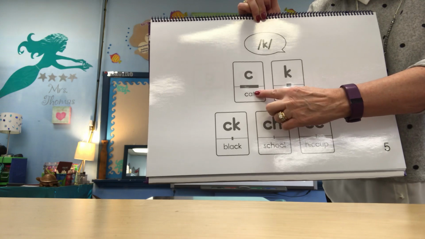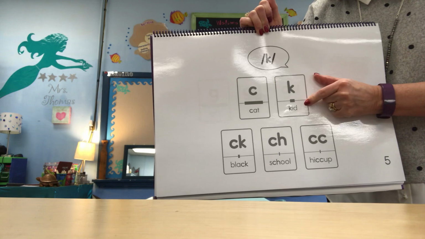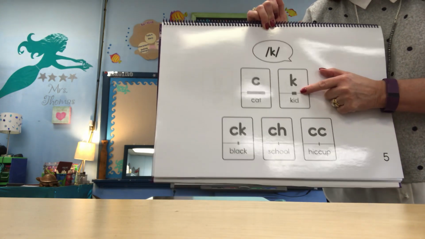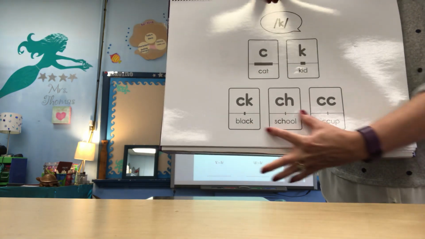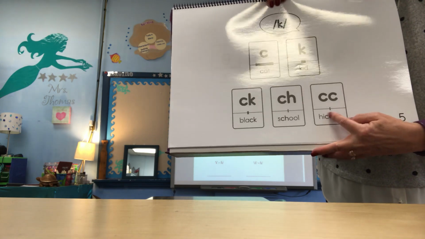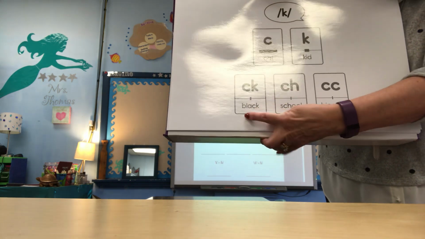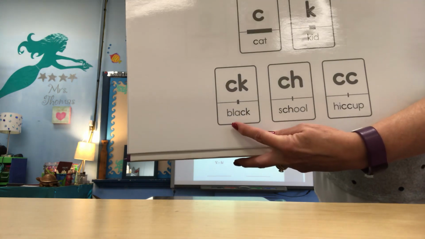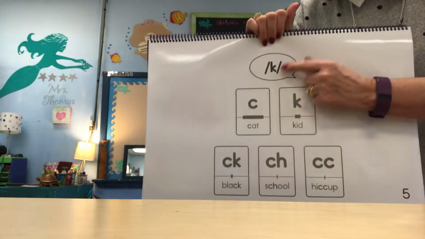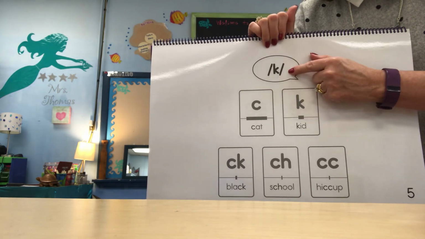The most popular way it's spelled is with a C for the sound K. The second most popular way is with a K, as in kid. These down here are the 3 ways that are less popular, but they all make the K sound. As I explained to the children today, we don't say "buh-lack." We say black. One syllable, one sound for the CK. It's still the K sound.